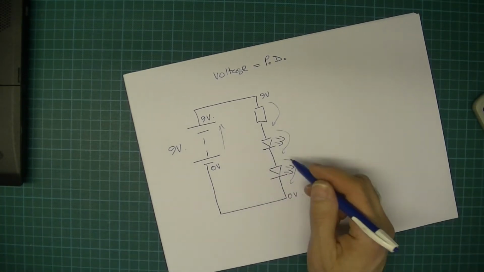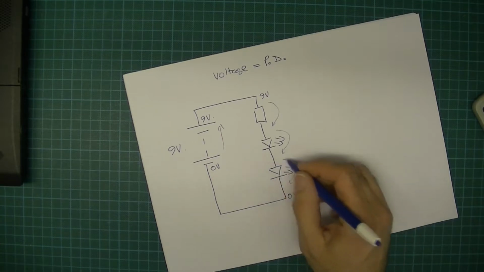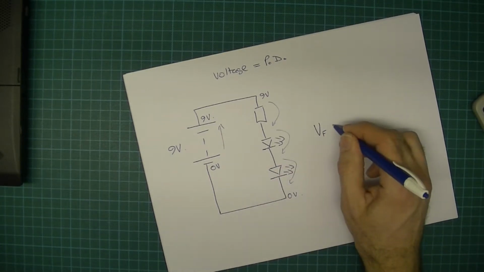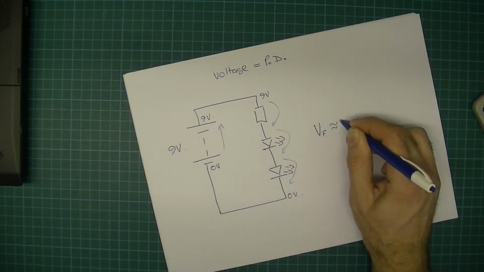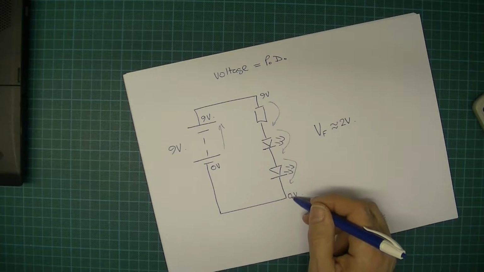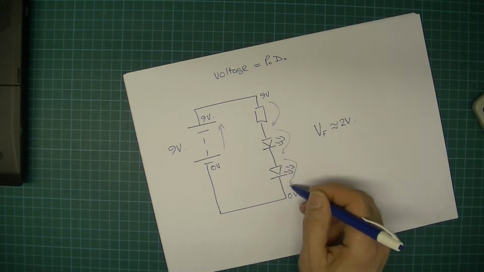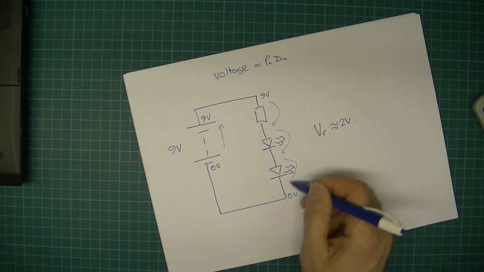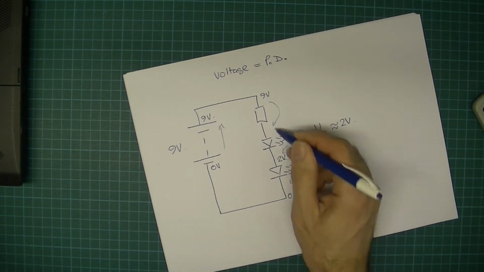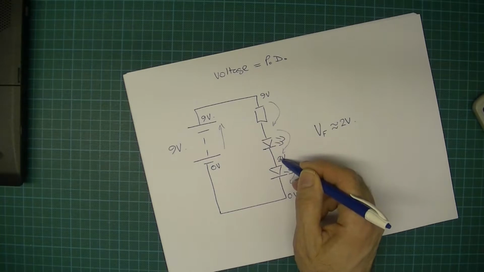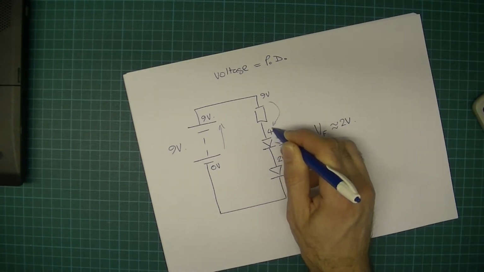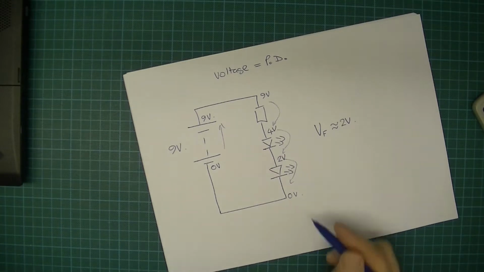If we assume these are red LEDs, each one of these red LEDs is going to have a forward voltage drop of about 2 volts. So if it's dropped from something to 0 volts and it dropped 2, then hopefully you can understand that it must be 2 volts in this direction, and if we dropped from something down to 2 volts, thinking backwards, it's going to be 4 volts there.